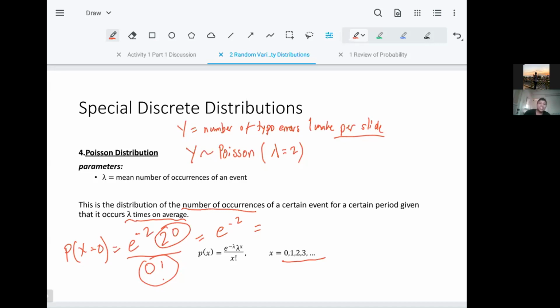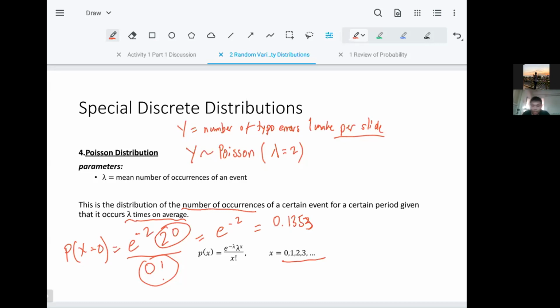Calculator practice niyo na rin yan. Yung e, yung constant yan, 2.7 something yung value niya. Yung 0.1353. So I'll believe na yan, marami namang sagot. So 13.53%. 13.53% of the time, or around 14% of the time, I won't make any mistakes in one slide.